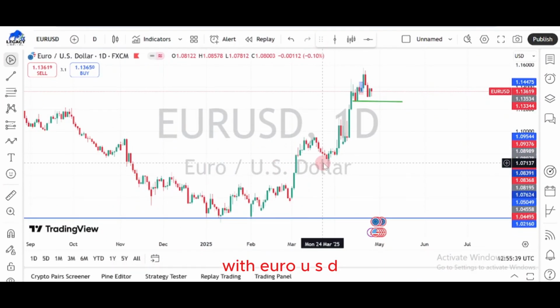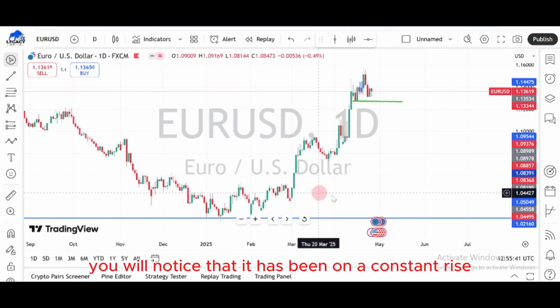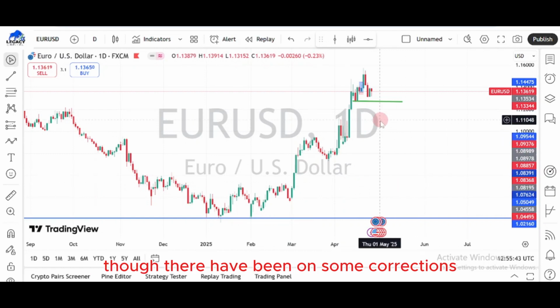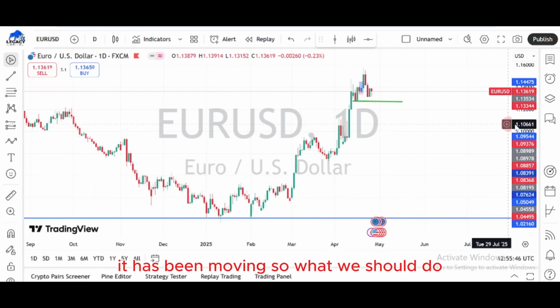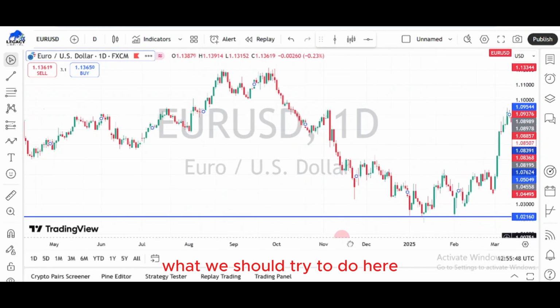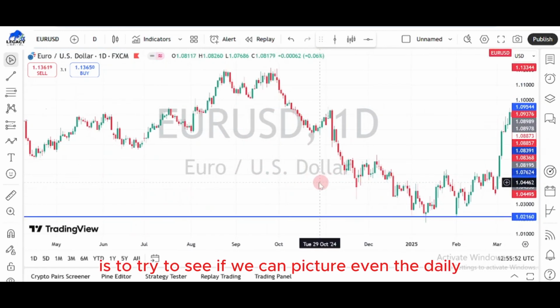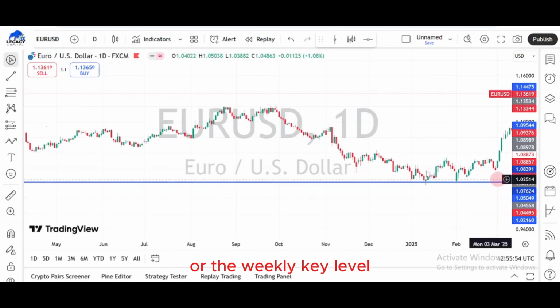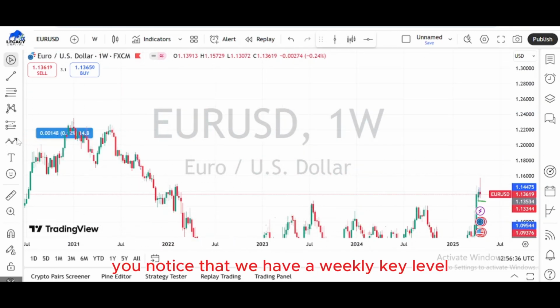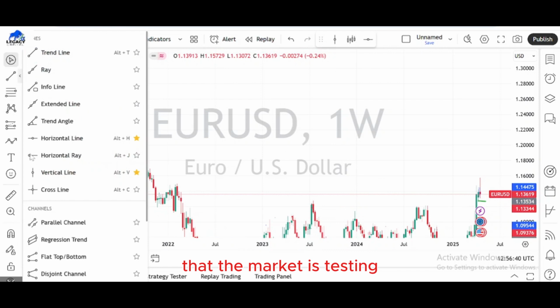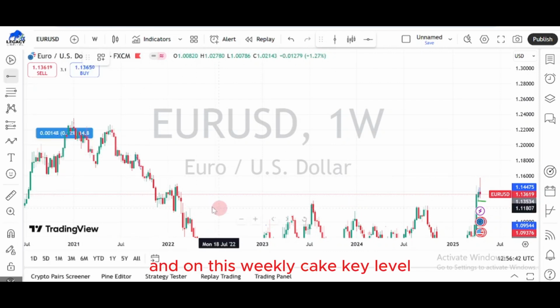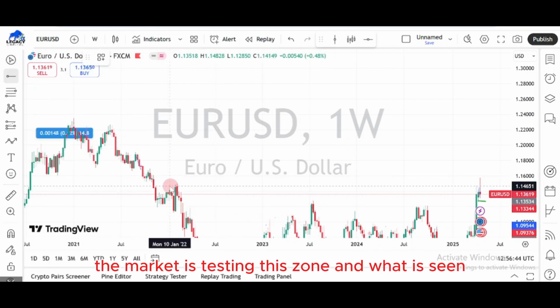With Euro USD, you will notice that it has been on a constant rise, though there have been some corrections. It has been rising, it has been moving. So what we should try to do here is to picture even the daily or the weekly key level. With Euro USD, you notice that we have a weekly key level that the market is testing, and on this weekly key level, the market is testing this zone.